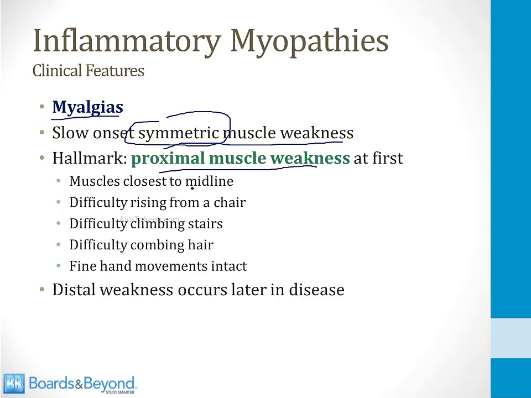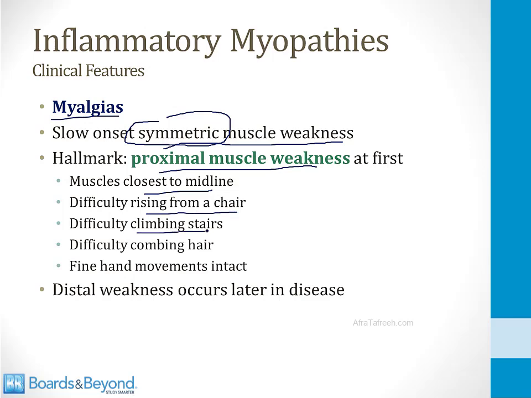And remember, it's symmetric, so if they just say one arm or one leg is weak, then they're talking about some other disorder. If they say both arms and both legs are weak, then they may be talking about an inflammatory myopathy. The hallmark is that the disorder begins with proximal muscle weakness. So the proximal muscles are the muscles closest to the midline. These are the same muscle groups that are affected in polymyalgia rheumatica, but remember, in polymyalgia rheumatica, there is no muscle weakness and no muscle inflammation. That's how you can distinguish the inflammatory myopathies from PMR.